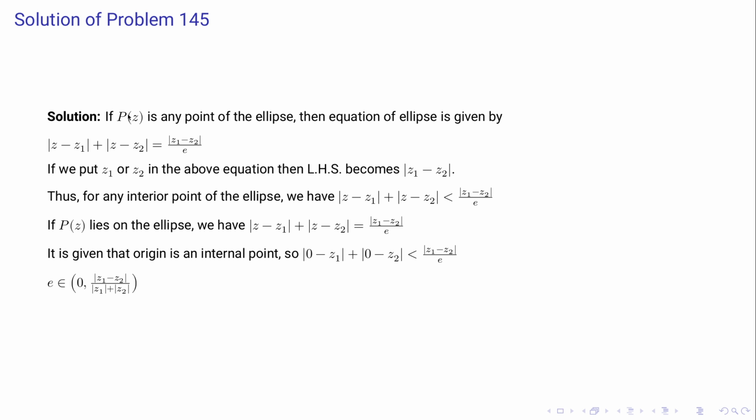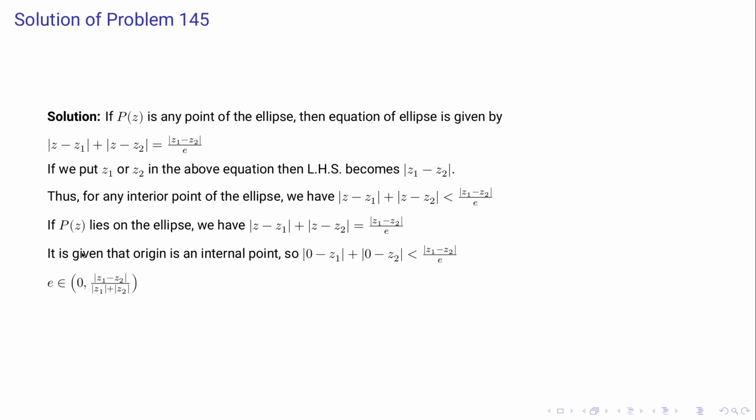So we take any point P(z) on the ellipse, then the equation will be given by mod of z minus z1 plus mod of z minus z2 is equal to mod of z1 minus z2 by e. Now if you substitute z1 or z2 in the above equation, then left hand side will become mod of z1 minus z2. So for any interior point on the ellipse, we can say that mod of z minus z1 plus mod of z minus z2 is less than mod of z1 minus z2 by e. Now since P lies on the ellipse, we have the original equation here.